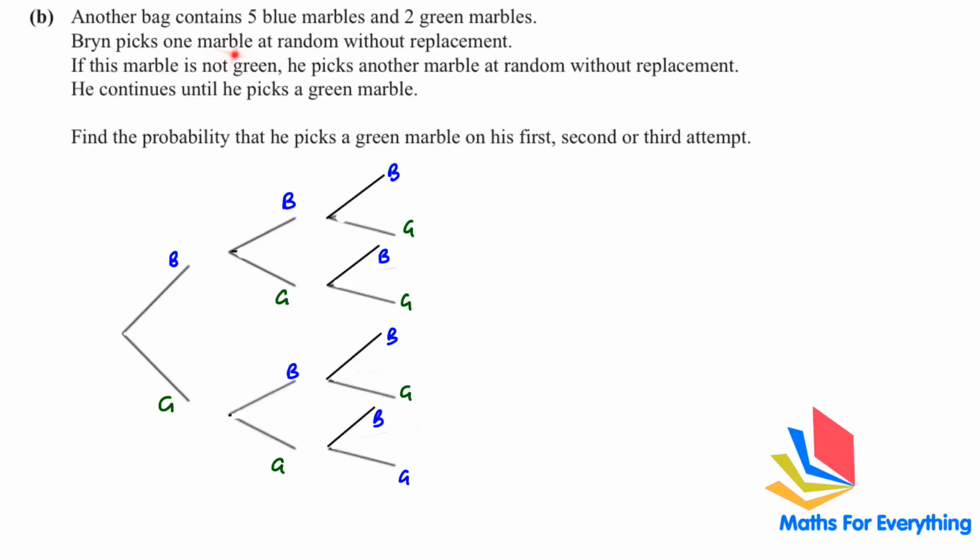So we know that he picks one marble at random without replacement, and if this marble is not green, he keeps picking up till he gets a green marble. So he tries it on the first, second, and the third attempt. So here we have blue, blue, and green. Let's just write down everything. We have blue, blue, and green. If we change the branch, we write plus. Or it could be blue, green, and blue. No, till he picks a green. So it will be blue and green. And then we have green.